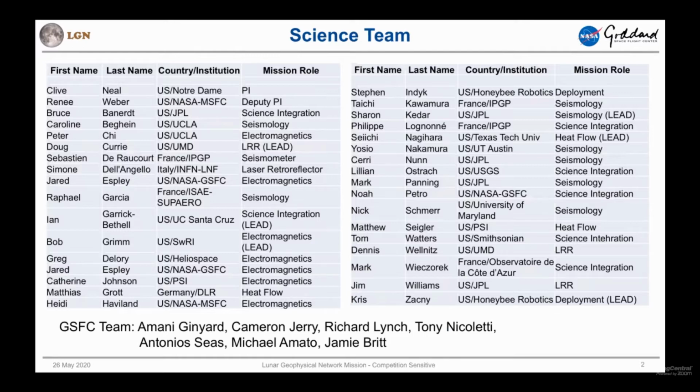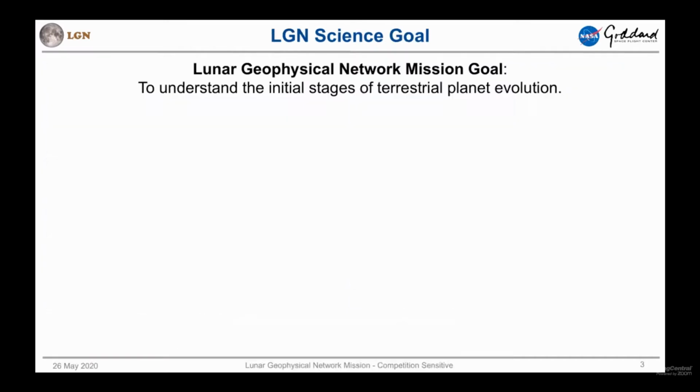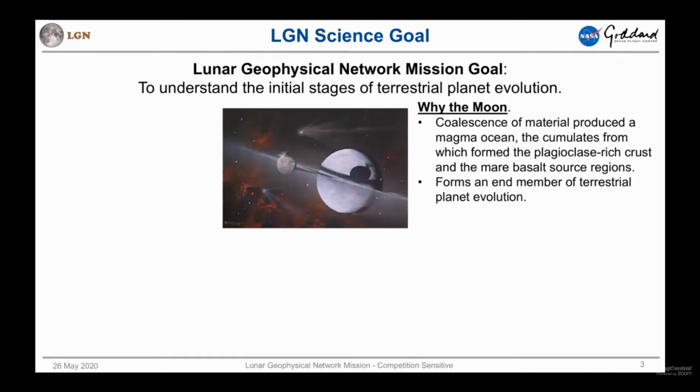And so what is the Lunar Geophysical Network mission goal? We have basically one, and that's to understand the initial stages of terrestrial planet evolution. Keep it simple. This is the goal of the mission. And so why are we going to the moon to look at this? Because we believe that the moon not only informs us, of course, about lunar science, but it informs us about solar system science. So we're looking at terrestrial planet evolution.